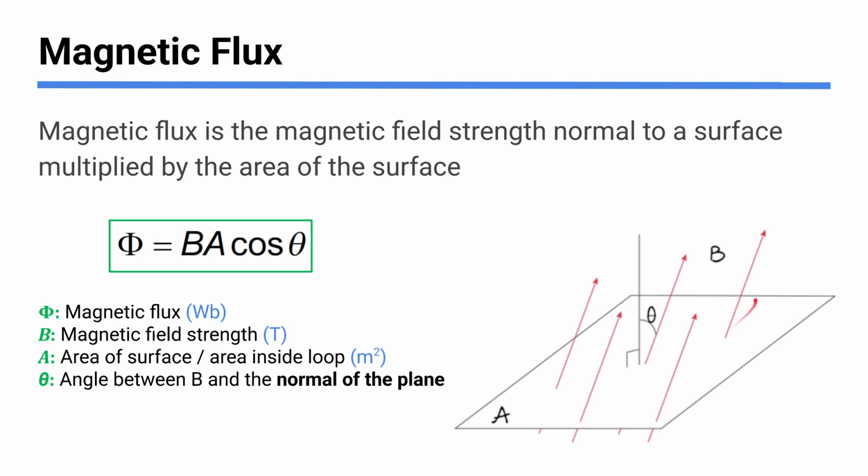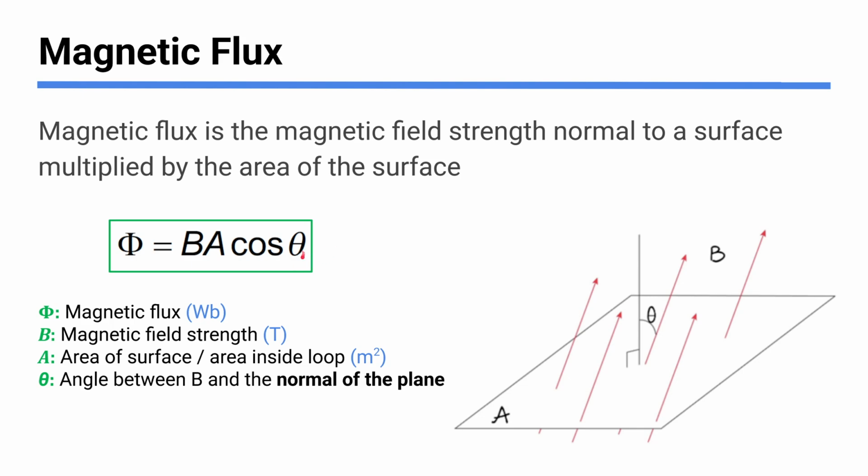Sometimes you want to do these backwards, so just be careful. This is the angle we're going to be talking about. If the field is going straight down into the loop, then the angle is 0. And if the field was coming in from the side like this, the angle would be 90.